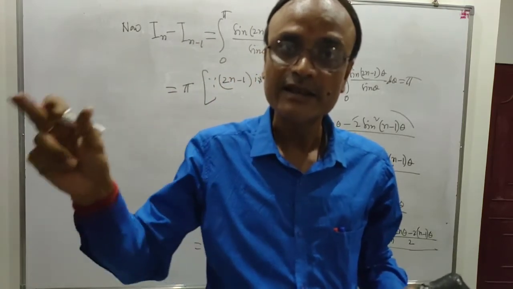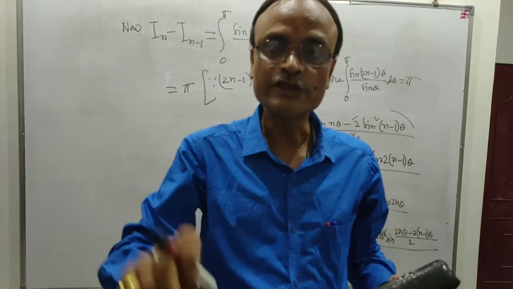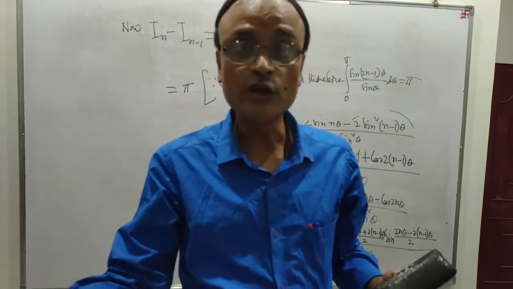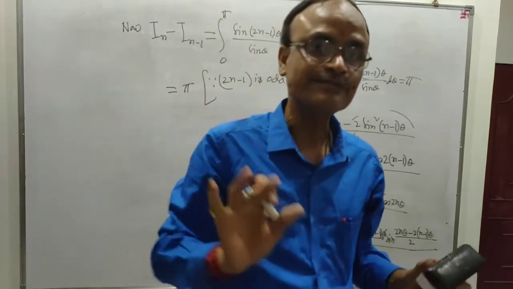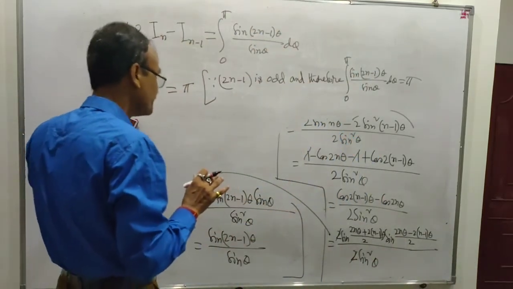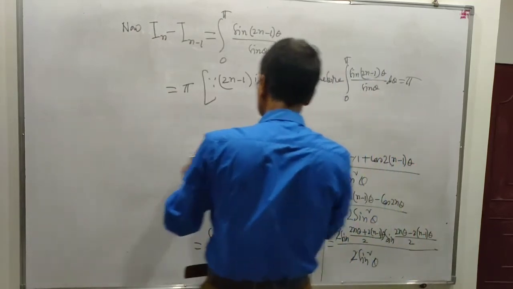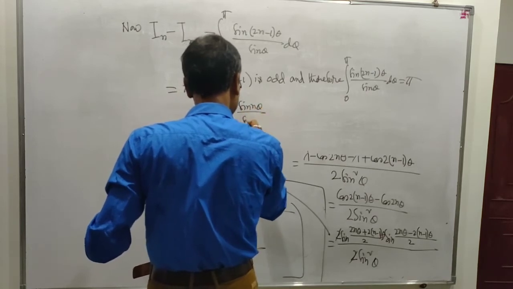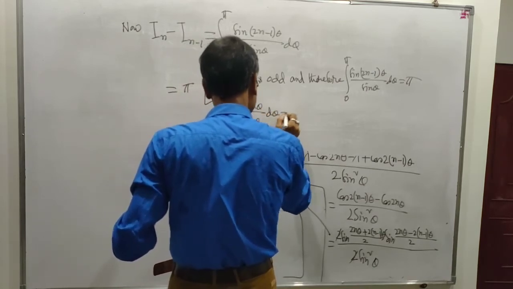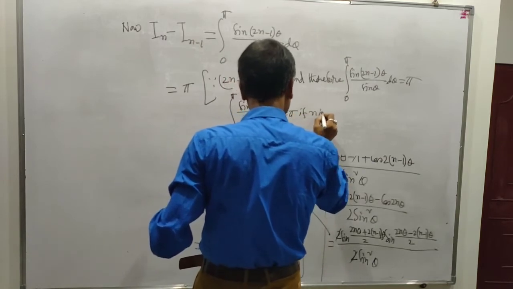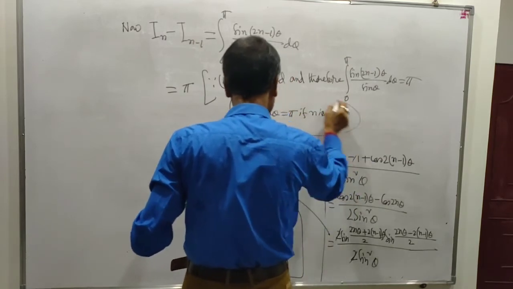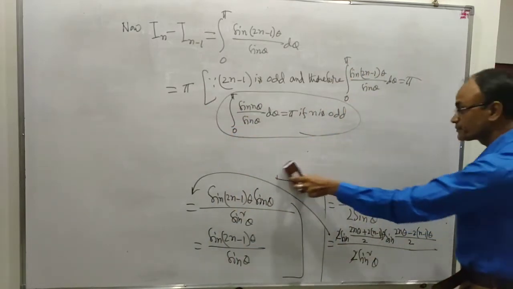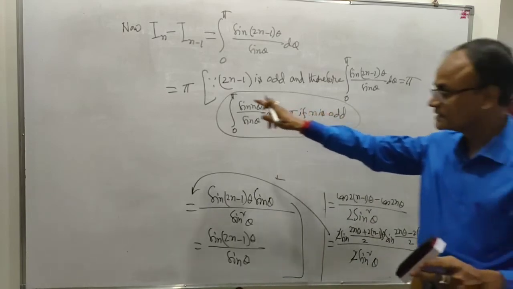We have applied the second part: the integration from 0 to pi of sin(n theta) divided by sin theta is equal to pi if n is odd. We have applied this. If it is odd, then the result is equal to pi.